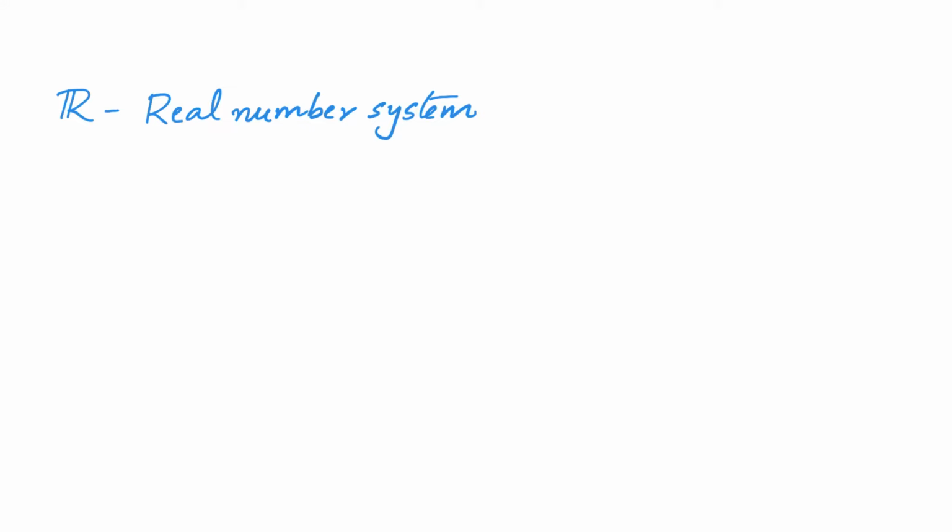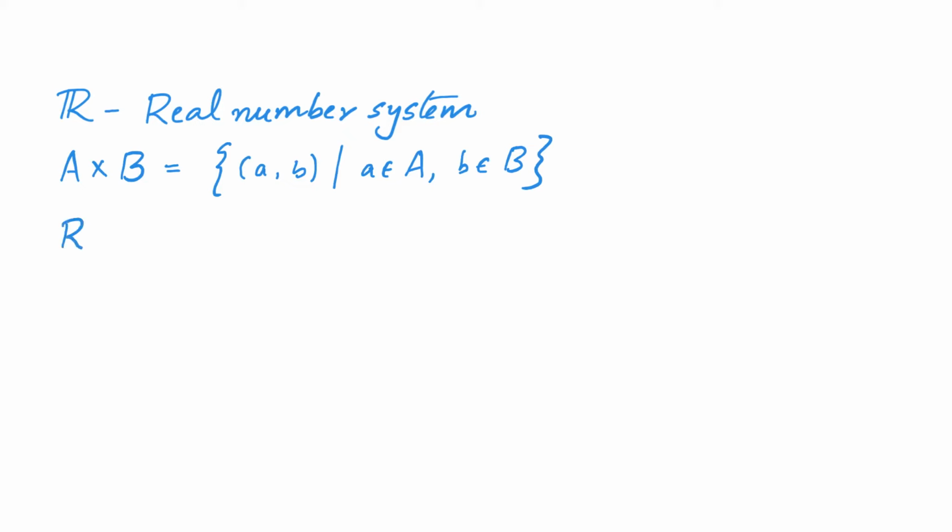You are all familiar with the real number system, which we denote by R. We also know that if we have two sets A and B, we can consider the Cartesian product A cross B, which contains all pairs (a, b) such that a is an element in A and b is an element in B. Therefore, we can take A and B to be the set of real numbers and consider the set R cross R.